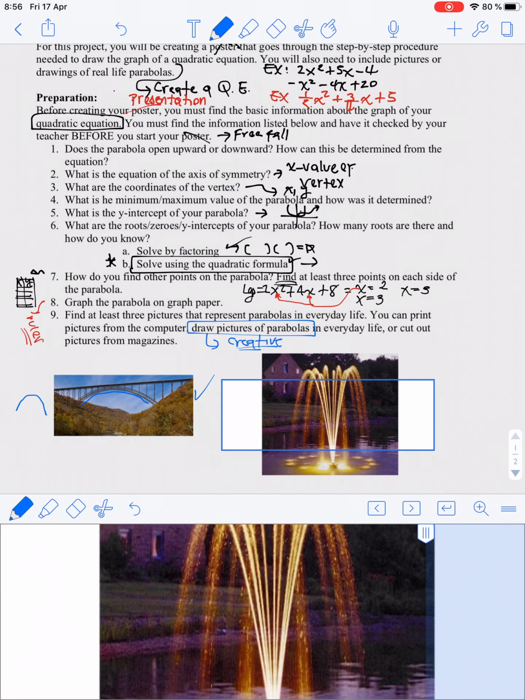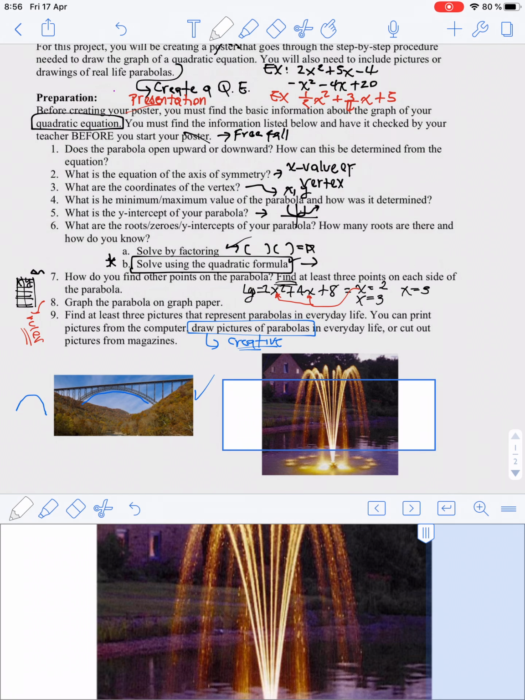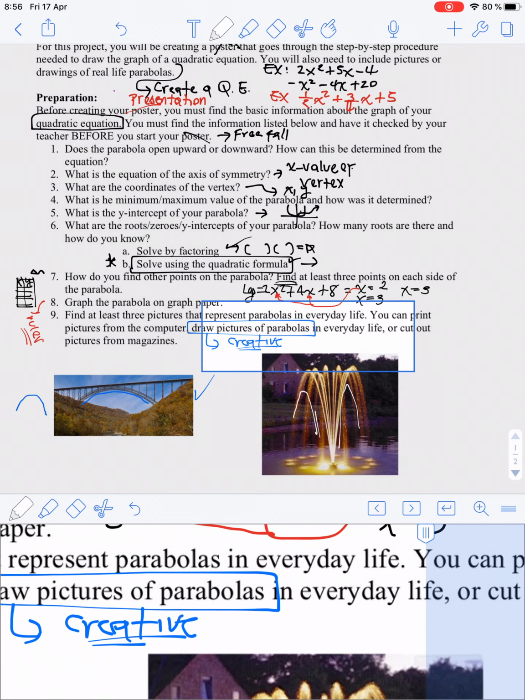For example, I'm going to use this color. For example, we have this curve. Yes, it's upward. For example, it is called upward. Downward is the opposite curve shape.